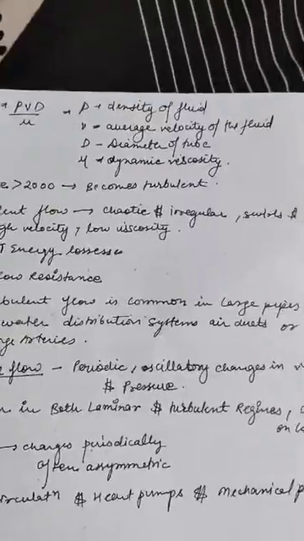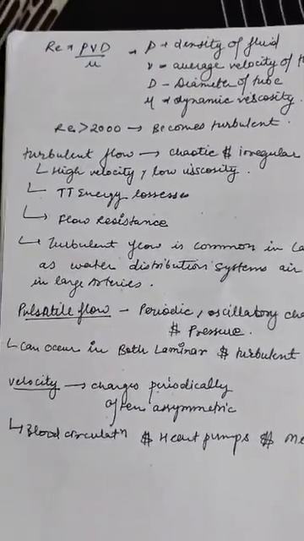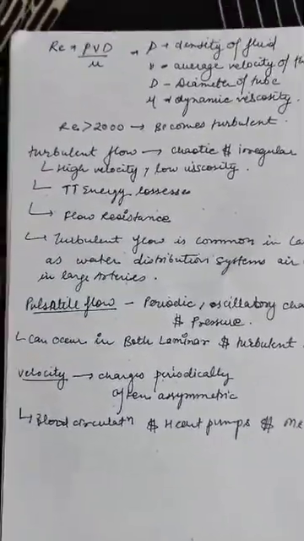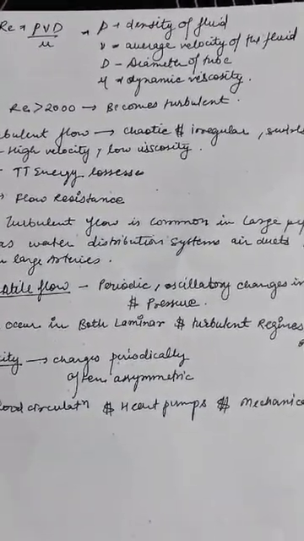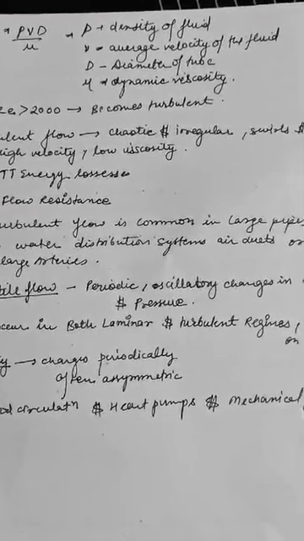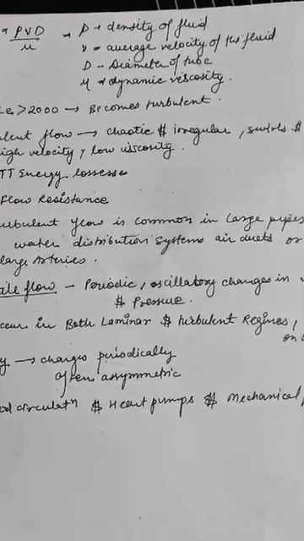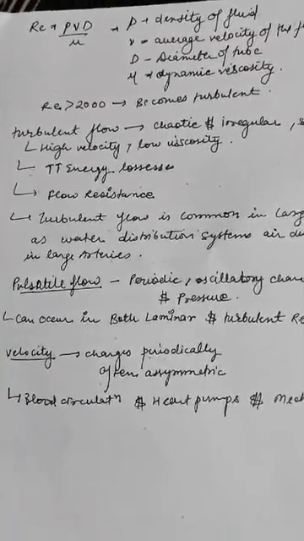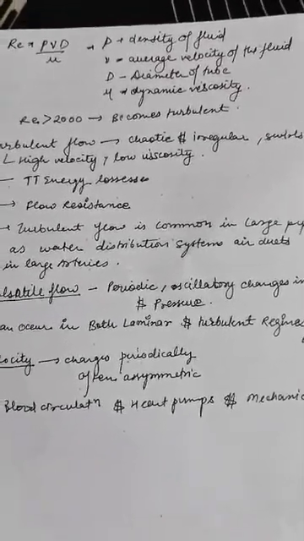The Reynolds number is a dimensionless quantity that helps to predict whether the flow is turbulent or laminar. The Reynolds number is determined by rho into v into d upon mu. Here rho is the density of the fluid, v is the average velocity of the fluid, d is the diameter of the tube, and mu is the dynamic viscosity. When the Reynolds number is greater than 2000, the fluid flow becomes turbulent.